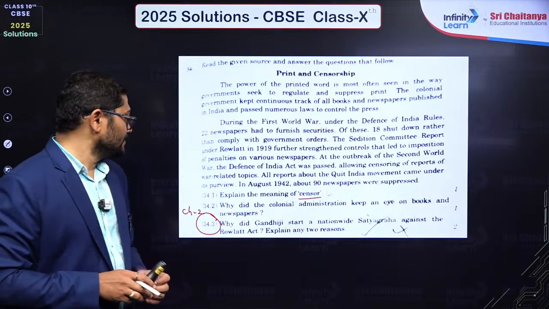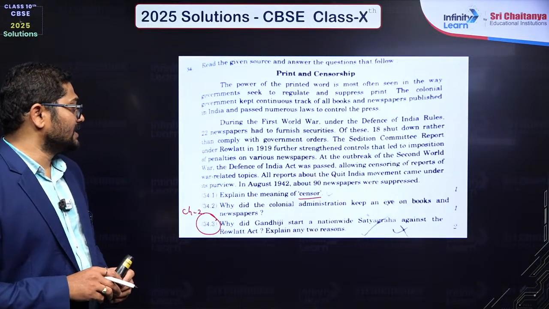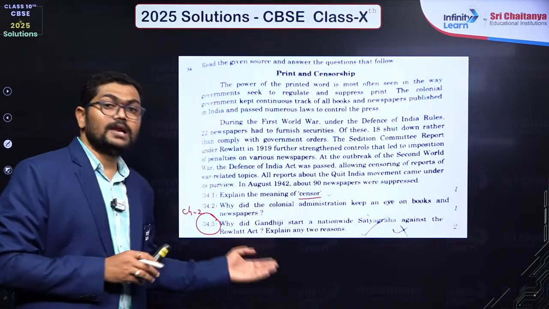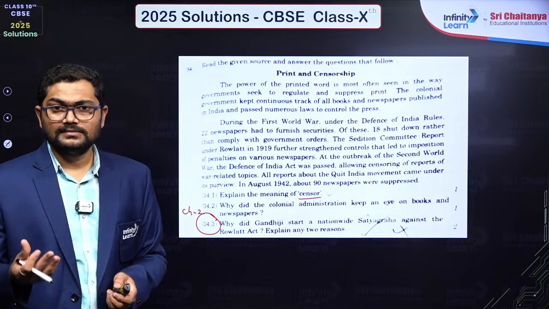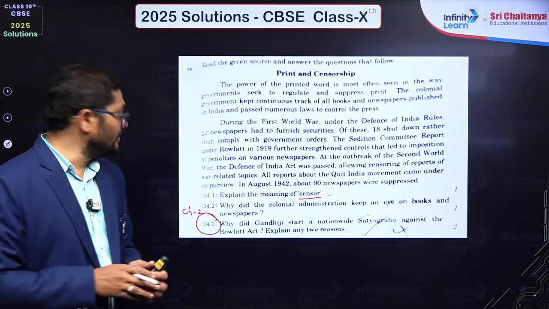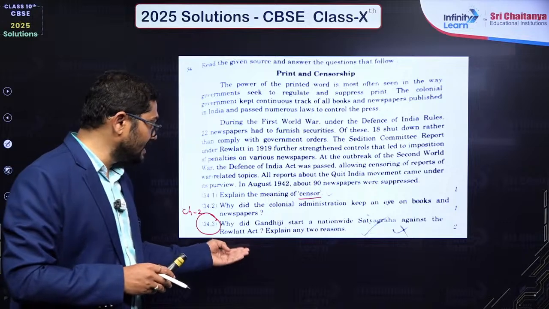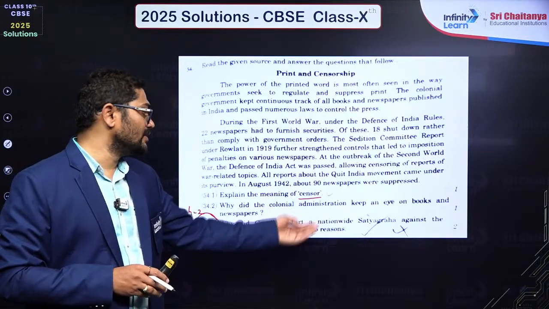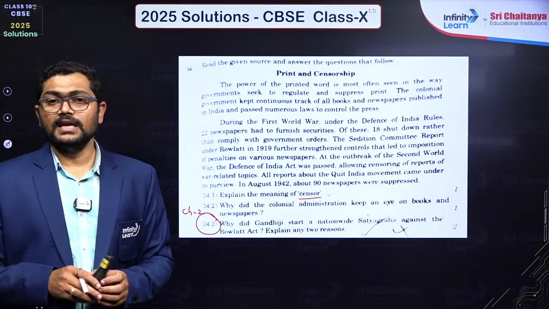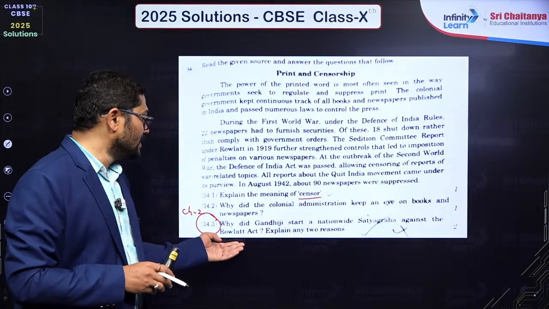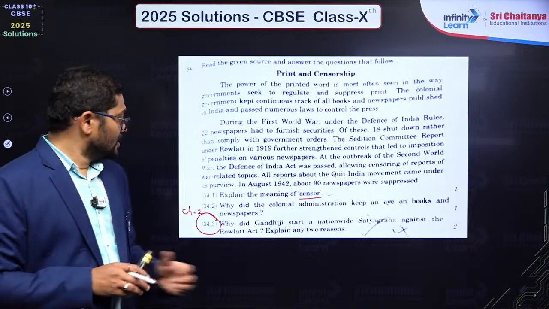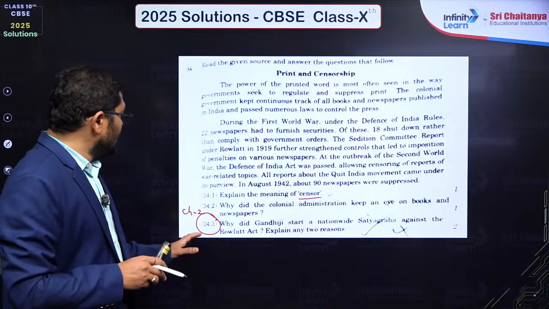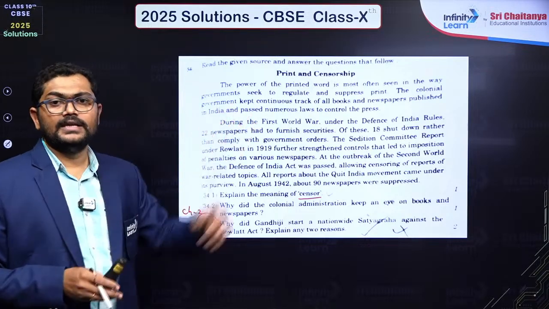The question they are asking is, why did Gandhiji start a nationwide satyagraha against the Rowlatt Act? So we need to write what the problem with the Rowlatt Act was. They could detain a person without any trial for 2 years. We can explain any two reasons for the starting of the nationwide satyagraha against the Rowlatt Act. In the year 1919 it was passed by the Central Legislative Assembly. So those are the points we need to write. Chapter number 2 and chapter number 5 are interlinked here.